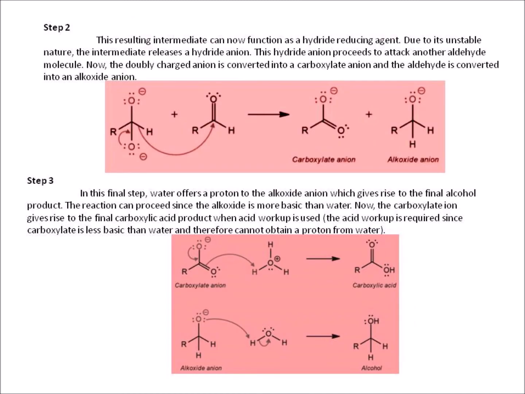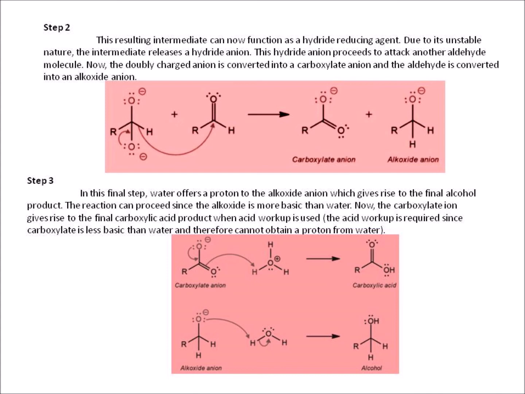In the second step, the resulting intermediate can now function as a hydride reducing agent. Due to its unstable nature, the intermediate releases a hydride anion. This hydride anion proceeds to attack another aldehyde molecule. Now, the doubly charged anion is converted into a carboxylate anion and the aldehyde is converted into an alkoxide anion. That is given in this equation. Carboxylate anion and alkoxide anions are formed.